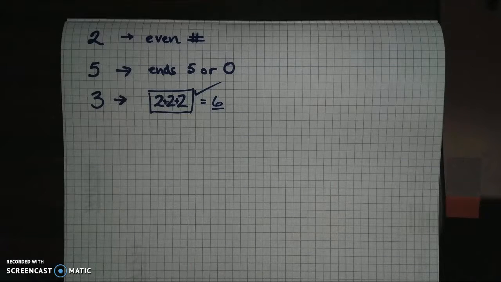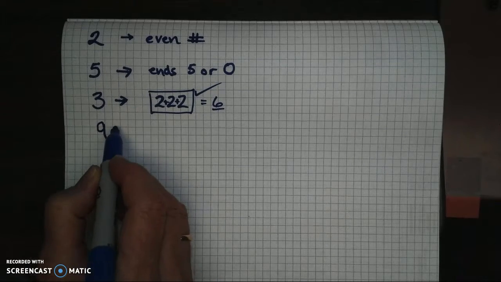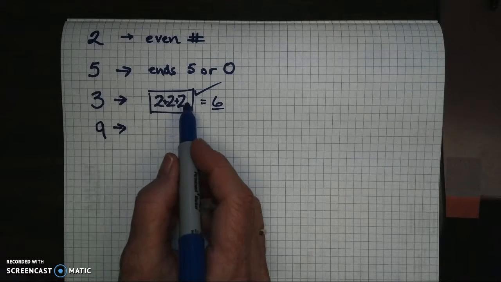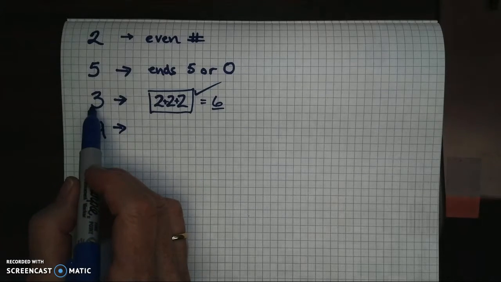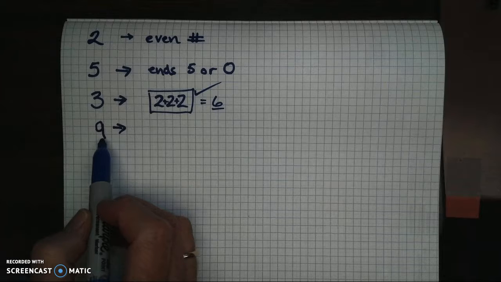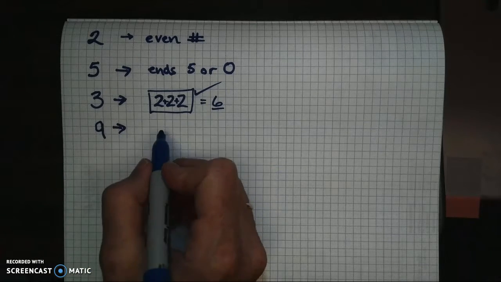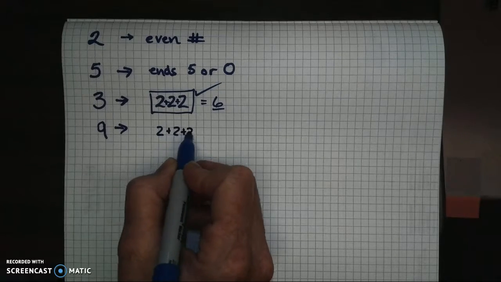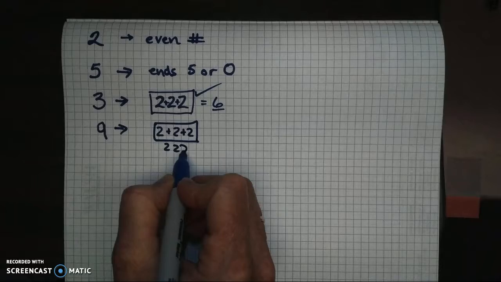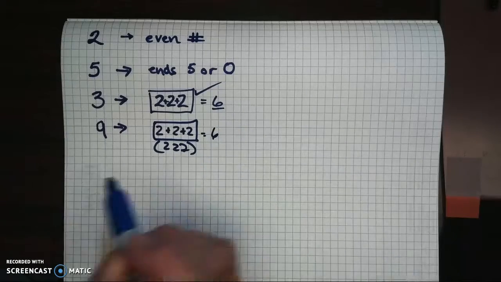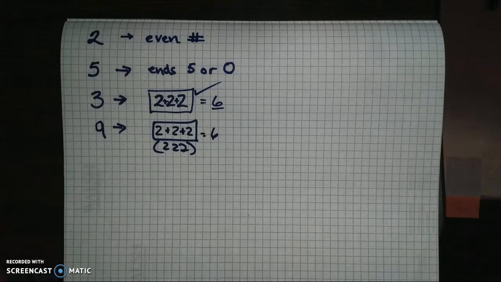Let's see. 9. That's the next one I go to. If it's not divisible by 3, it's not going to be divisible by 9. So I don't even have to try that one. But if it is divisible by 3, it might be divisible by 9. And I can just do this very same one. 2 plus 2 plus 2. 222. Okay. Is 222 divisible by 9? No, because when you add it up, you get 6, and 6 is not divisible by 9.